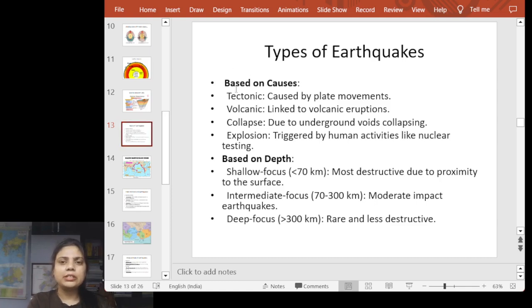So we have already seen the causes: tectonic, volcanic, collapse and explosion, that is nuclear testing and all. Let's focus on the type of earthquake based on the depth. We can subdivide into three parts. One is the shallow focus. If the focus of the earthquake is less than 70 kilometers, then we can term it a shallow earthquake, and it would be the most destructive one. The next is intermediate, where the focus is between 70 and 300 kilometers, and the deep focus is more than 300 kilometers.